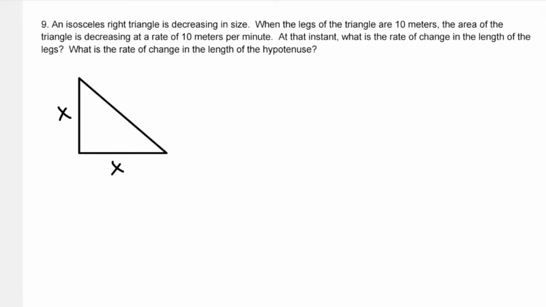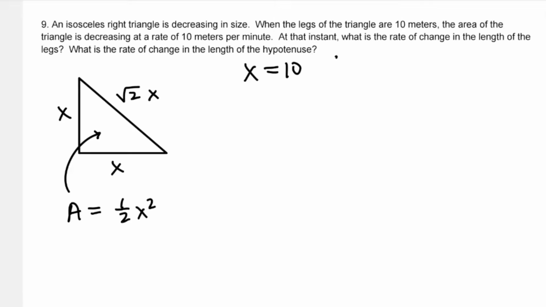So the legs of the triangle, we do have x and x. We do also know from pre-calculus that the hypotenuse is root 2 x. I'm just going to put that there. And then maybe also we know that the area of this triangle is x squared divided by 2. I might just write that 1/2 x squared because we're going to want to take the derivative of it, and 1/2 will go away. Okay, so they say the legs of the triangle are 10 meters.